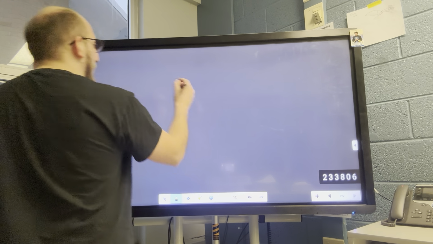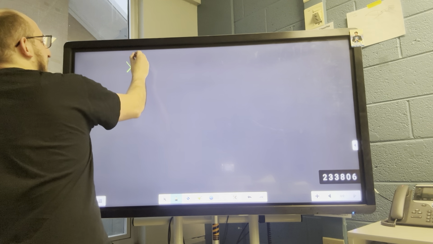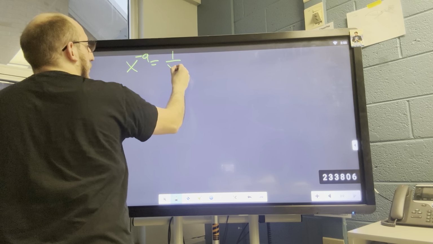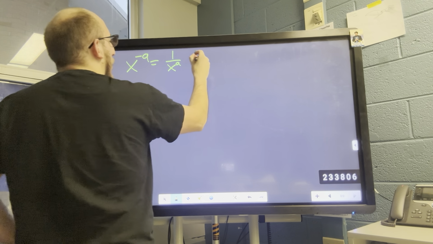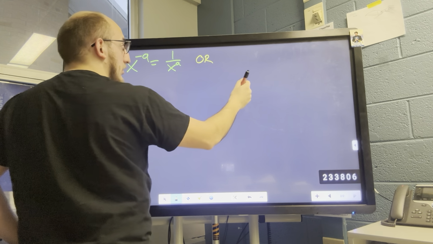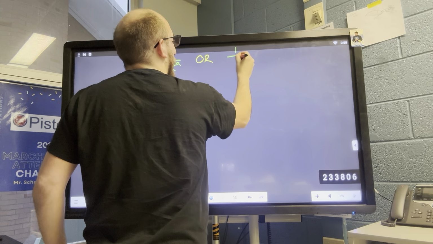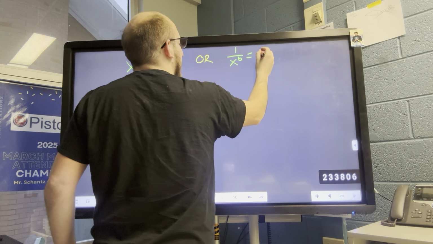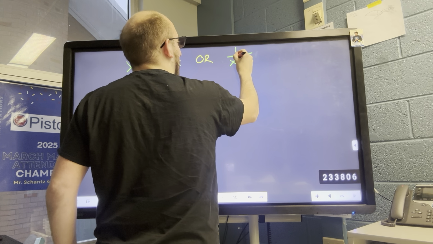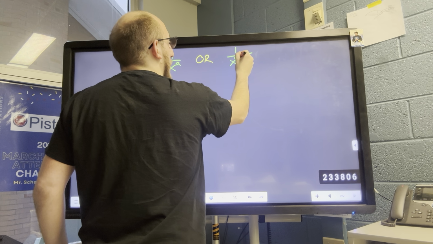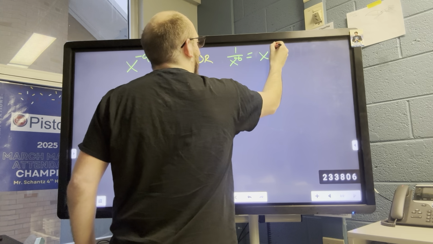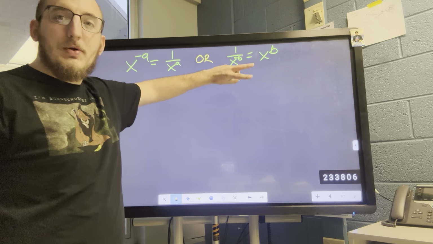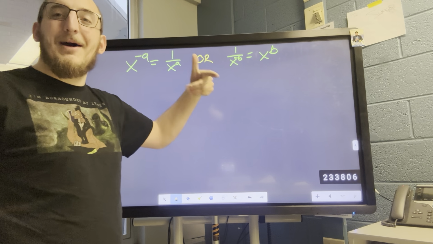So, the rule of thumb, I'll keep it up here, is x to the negative a is equal to 1 over x to the a. Or, if it's the opposite, if it's 1 over x to the b, it's the same as x to the negative b. It is just the same as x to the positive b. Where if it was in the denominator, you can put it to the numerator and just make it a positive exponent.